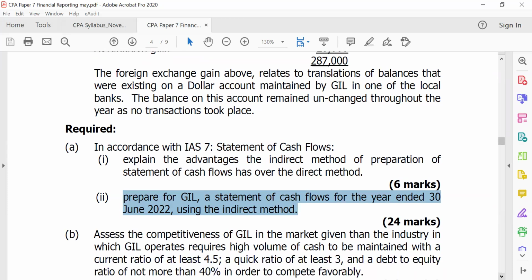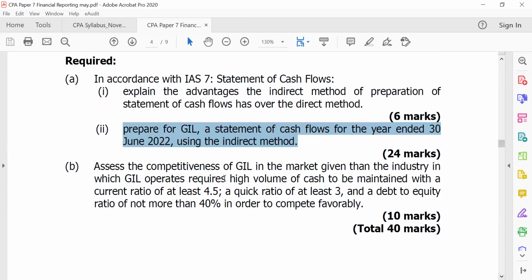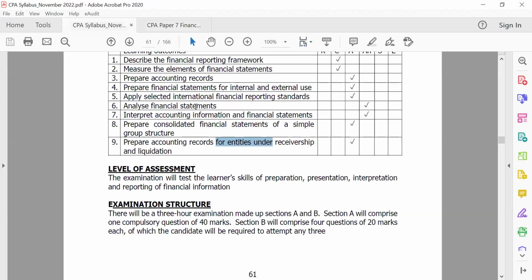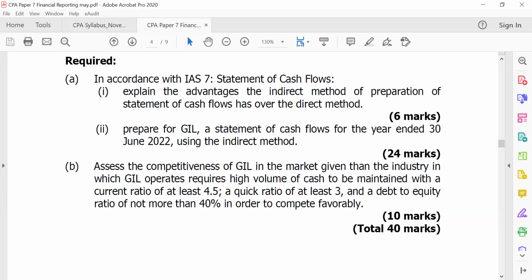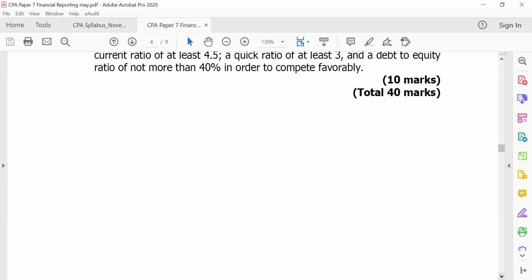And then something here also, assess the competitiveness of GL in the market given the industry it operates, requires high volumes of cash, maintained with a current ratio of 45, quick ratio of this. So this is again bringing us back to this analyzing of financial statements. So that is how the 40 marks were built up.